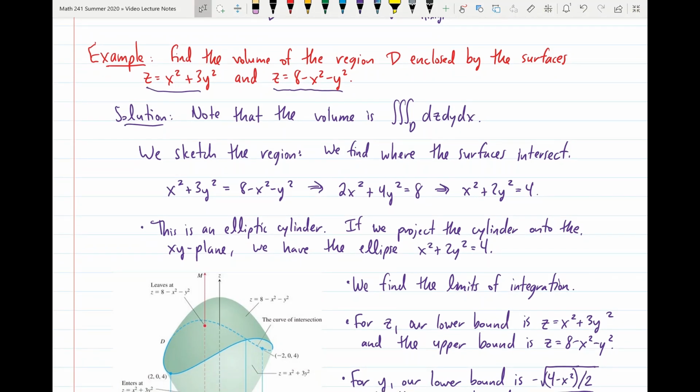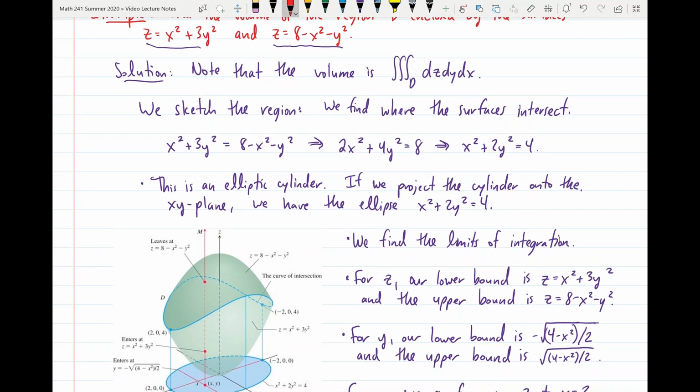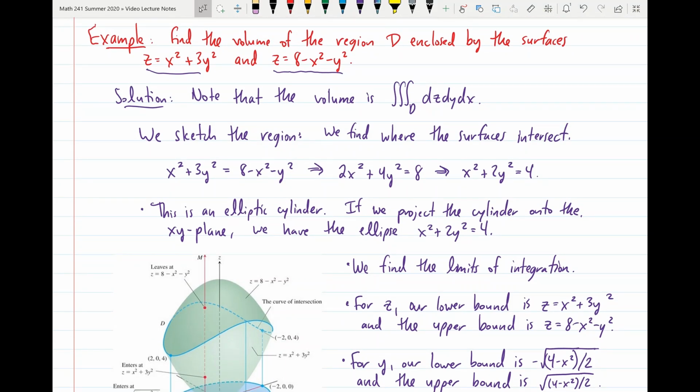And again, the first step is to sketch the region, because we need to know what we're talking about before we can find the limits of integration. One important piece of information to sketch our region might be where the surfaces intersect. So we take our two surfaces, x squared plus 3y squared, and set it equal to 8 minus x squared minus y squared. And then we simplify.